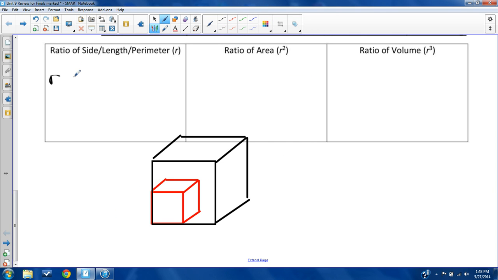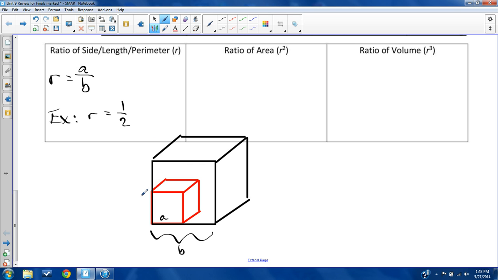going to say r. R is a fraction of a over b. If I have a side length of a here and a side length of b here, my ratio of side length is a over b, like 1 to 2, for instance. So let's example r equals 1 to 2. Okay.